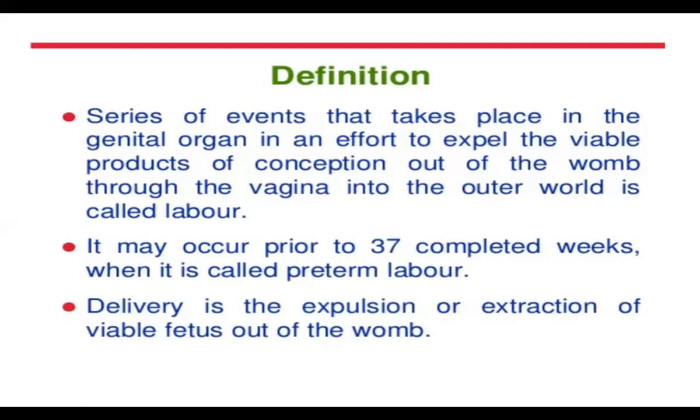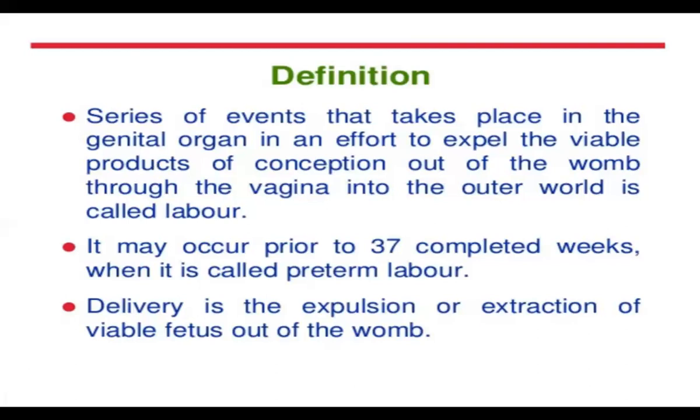It takes place in the genital organs, and it leads to expelling the viable products of conception. Viable means able to survive after coming out. From the womb, that is the uterus, it goes through the vagina to the outer world, and that is called labor.